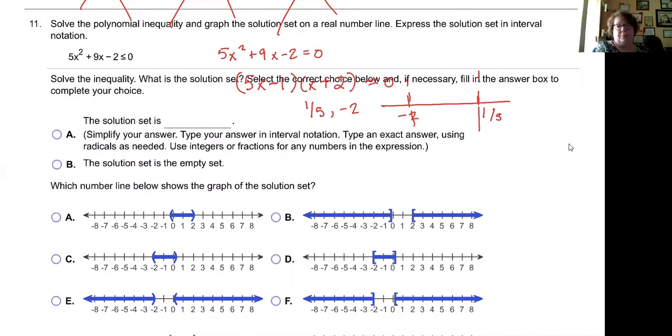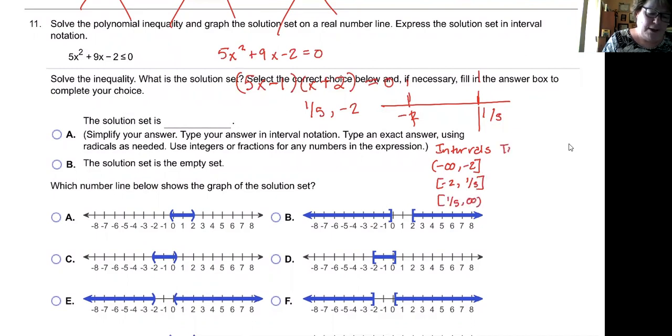And I'm actually going to use brackets on all of these endpoints because my inequality is less than or equal to. So I'm going to go ahead and set up my intervals and pick my test values and see if I can determine what the solution is. So let me see if I can write this over here. So my intervals are from negative infinity to -2, from -2 to 1/5, and from 1/5 to infinity. Okay, let me pick a test value.